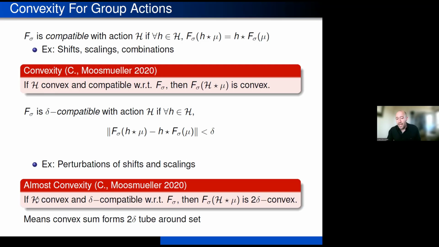And you can establish something pretty similar, which is that if you had some convex set of perturbations that was delta compatible with LOT, then when you do the LOT embedding, the set you get is going to be 2 delta convex. So 2 delta convex means it's not actually a convex set, but if you put a 2 delta tube around it, you'll be convex.